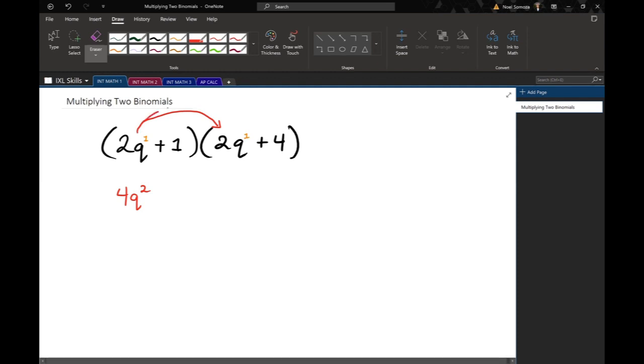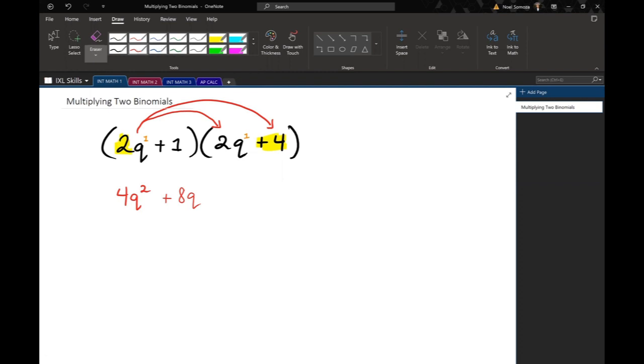We continue with 2q. Now we multiply times the other term, 2q times 4. So 2q times 4, we just multiply the two coefficients with each other. So it's just 2 times positive 4, which is 8. And then we have our q. So this would be plus 8q. All right, so we're done with that part.